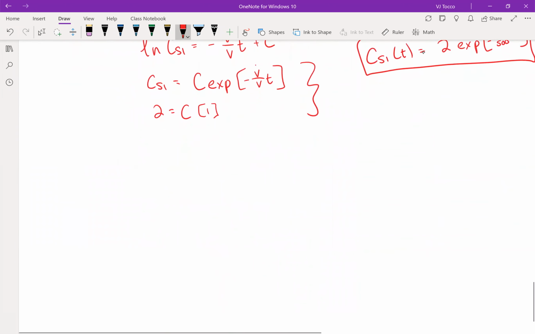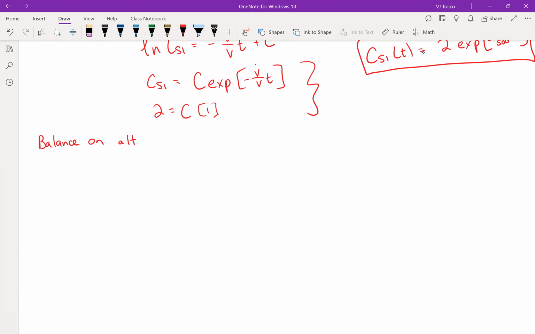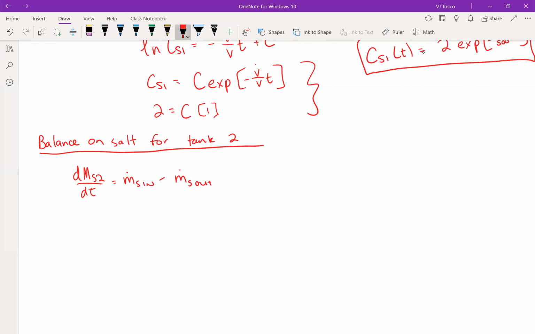So let's do that. Let's do a balance on tank 2, balance on salt for tank 2. All right, same form, right? Accumulation is equal to input minus output. So dms2 over dt is equal to ms in minus ms out. And the expressions for in and out, the in is not 0 anymore. So that's why this is a little bit more complicated.